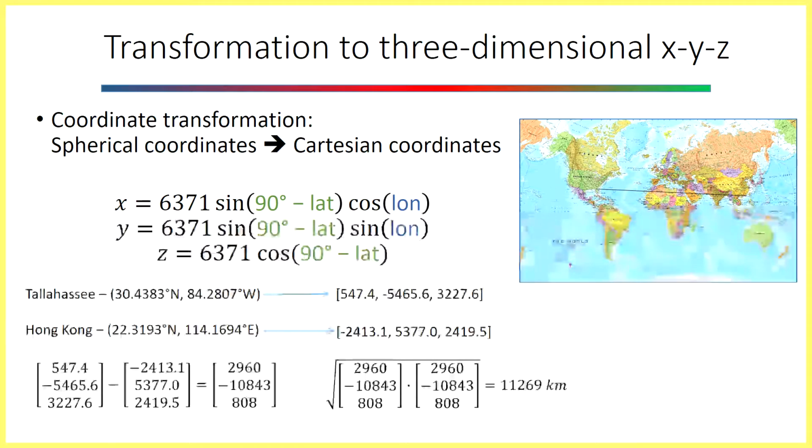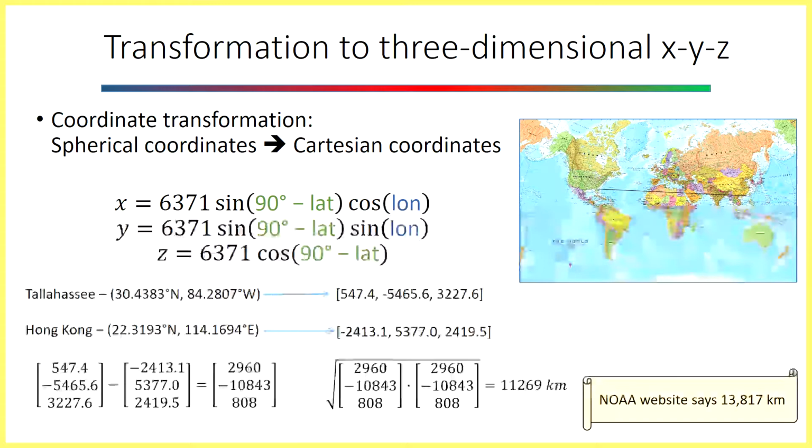Let's check it. If I plug those coordinates into the NOAA website, I get 13,817. Wait a minute, that's really different. That's more than a rounding error. So what's going on here? Well, our calculations are not wrong, and NOAA's website isn't wrong. They are just calculating different things.